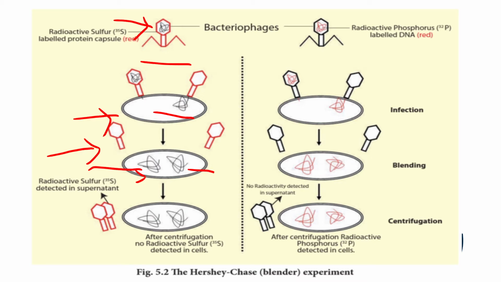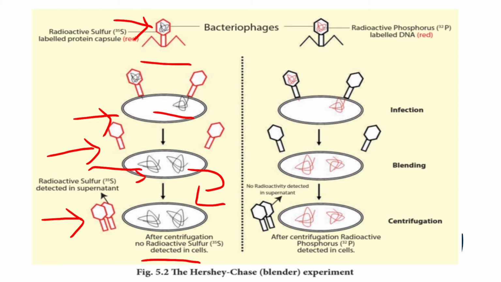This sedimented DNA particle entered into the bacteria, and the radioactive material, the sulfur-labeled protein coat, was eliminated. The bacteria were not labeled, because only the protein coat was labeled. The protein coat was removed and only the genetic material entered the bacteria. Due to this, proteins are not acting as the genetic material.